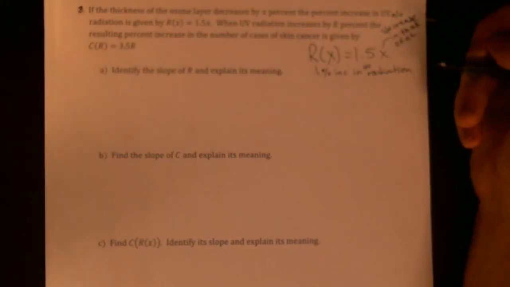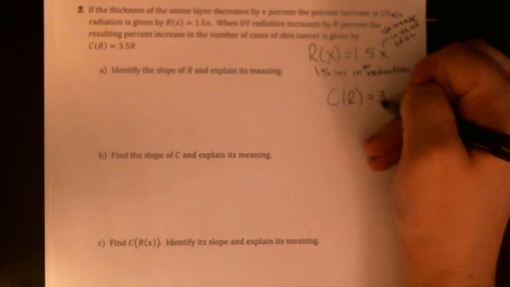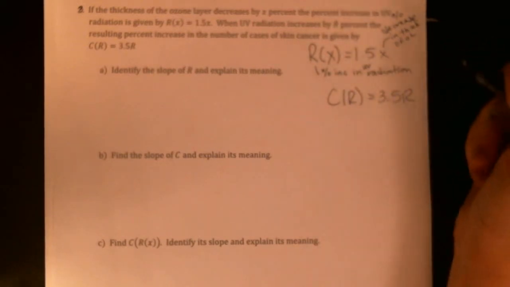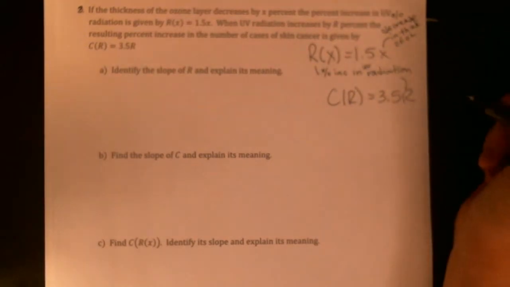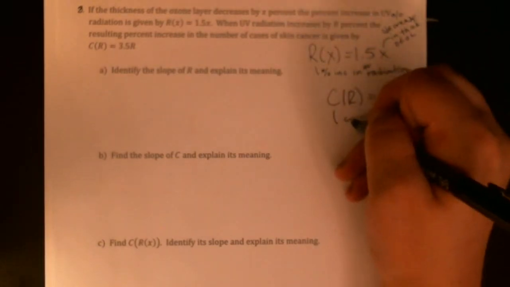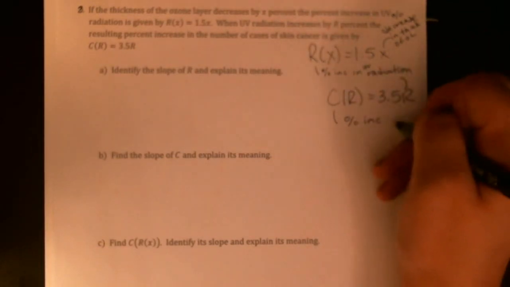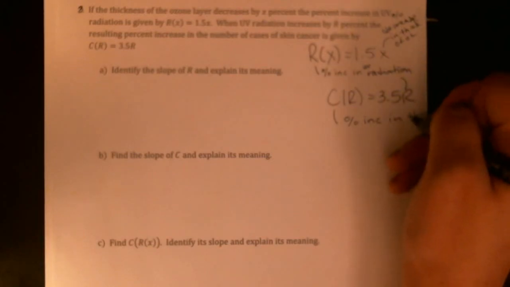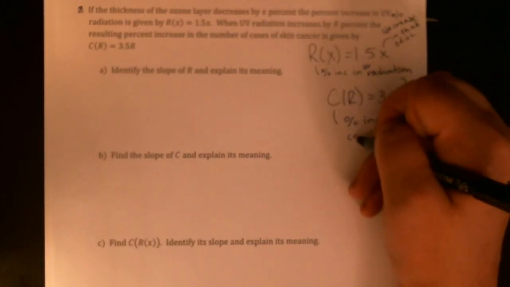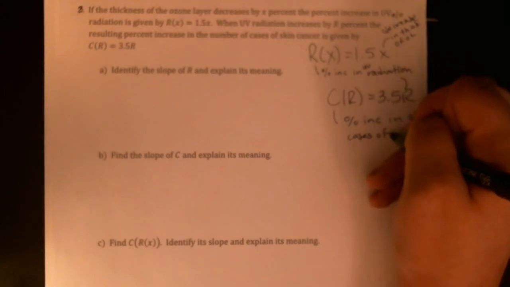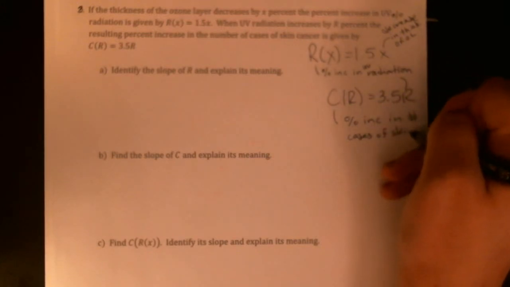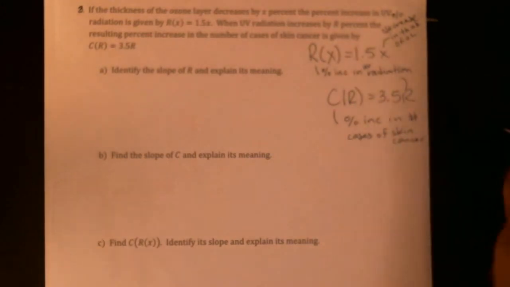Okay, so the first thing we're supposed to do, let me not get too far ahead of myself. Let me write down the other one as well. We also have a function C of R, which is equal to 3.5R. And here, R is again the percent increase in UV radiation, and C is the percent increase in number of cases of skin cancer. Okay, so those are my two functions.